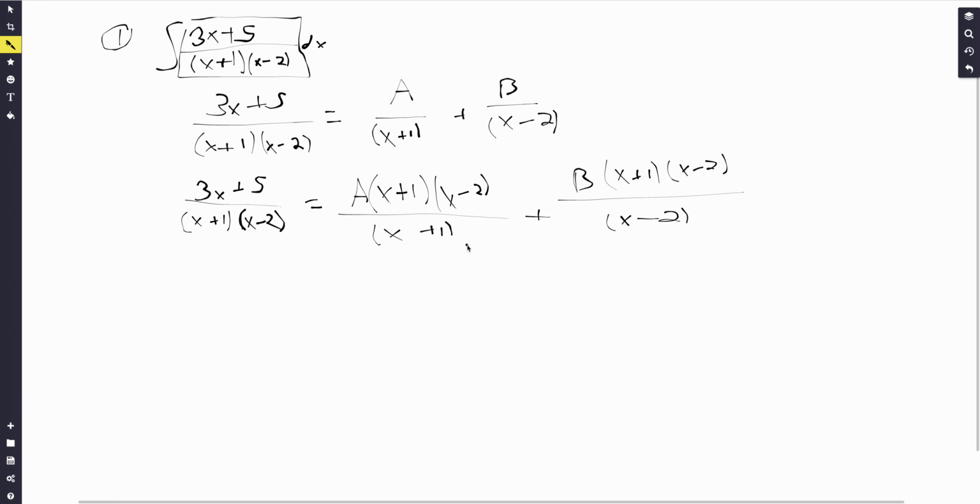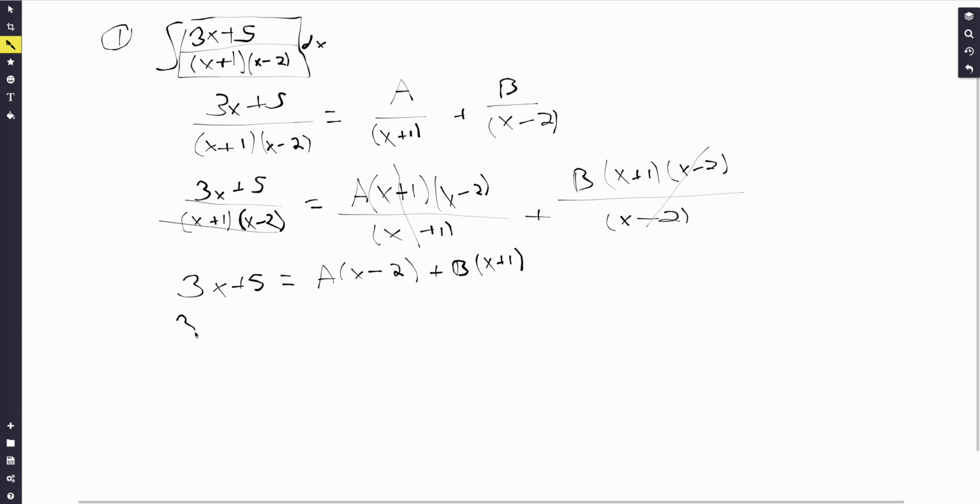So what that allows us to do is cancel these common terms right here, and it allows us to also get rid of these denominators. That'll make more sense later, because we're solving for a and b. So now we can simply rewrite this as 3x plus 5 is equal to a times whatever we have left here, x minus 2, plus b times whatever we have left there, x plus 1. Alright, perfect. Now we just need to solve for a and b.